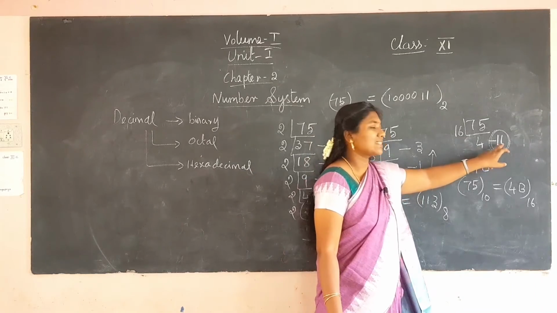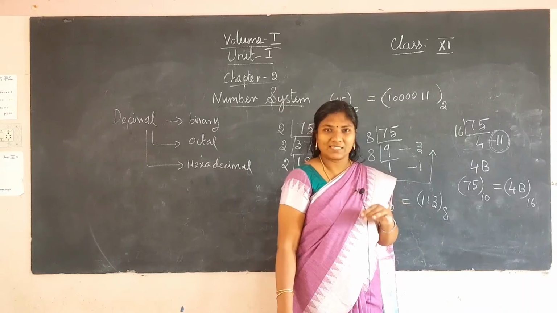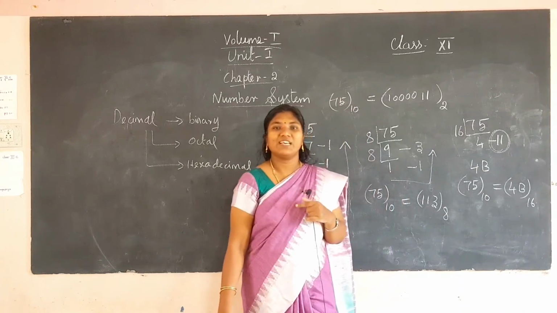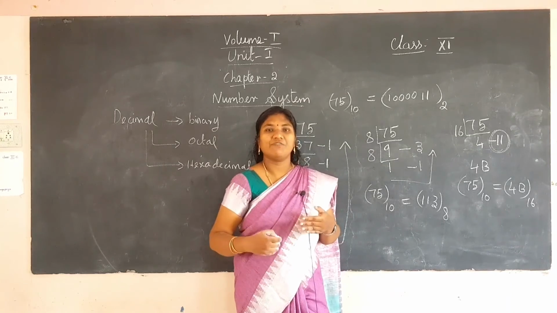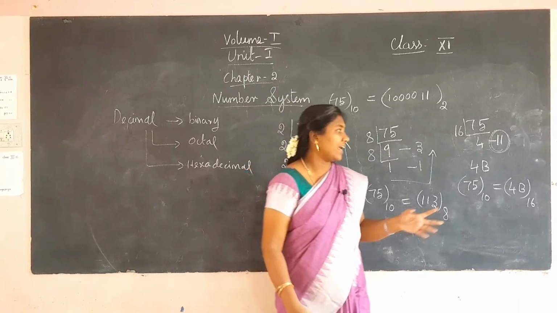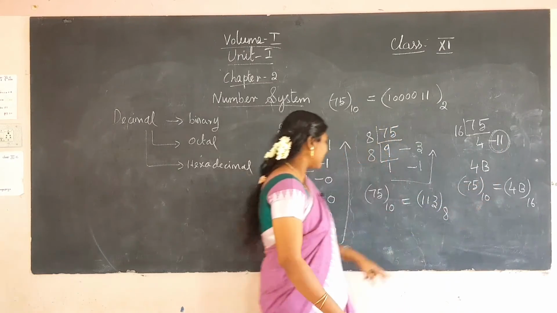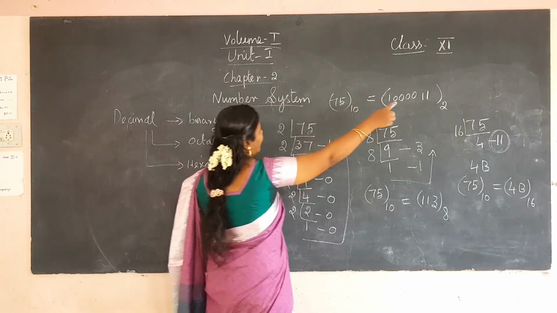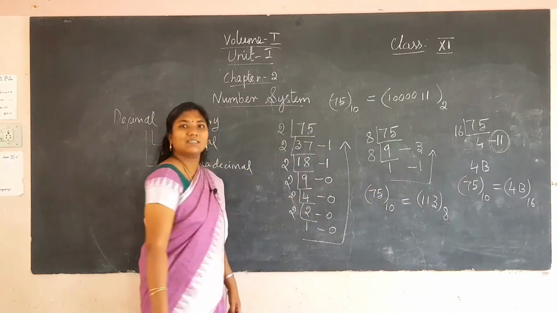So if the remainder is 11, then for the digits up to 9 you can specify them as they are. From 10 you have to specify it as A, for 11 B. Similarly, for a particular number you must specify the particular alphabet, A to F. So here for 11 it is B. Therefore, for 75 its binary equivalent is this, its octal equivalent is this, and the hexadecimal equivalent is that.